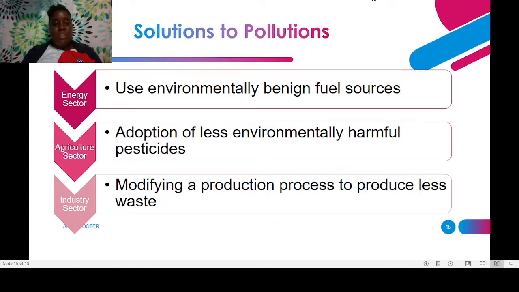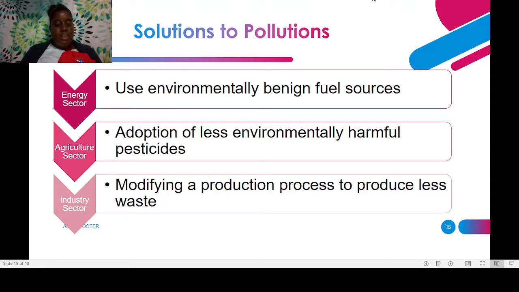Now, some solutions to pollution. Let's look at the energy sector first. Now, in the energy sector, they can use environmentally benign fuel sources. That would be things like biogas, right? And in the agricultural sector, they can adopt a less environmentally harmful pesticide. That means a pesticide that would not pollute our soil, which in turn would pollute our water supply that is flowing under the ground.